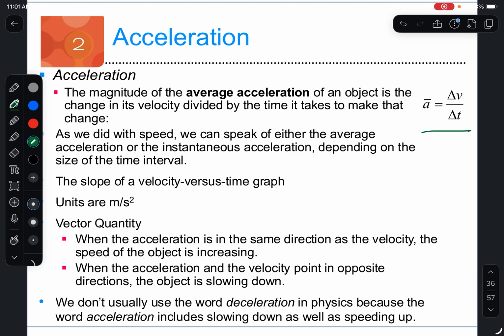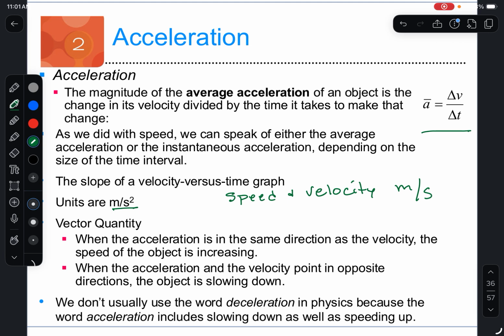Now notice the units are meters per second squared. So one way to tell if you're dealing with speed, velocity, or acceleration is to look at your units, because the units for speed and velocity are typically meters per second, whereas the units for acceleration are meters per second squared. Now, acceleration is a vector quantity, just like velocity was.